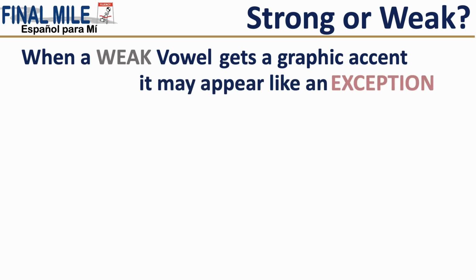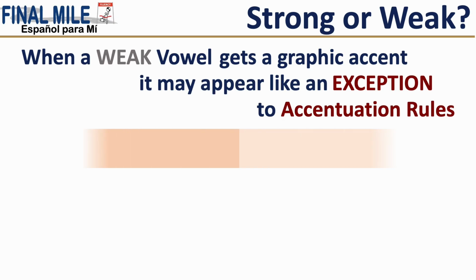So as we saw earlier, when a weak vowel gets a graphic accent, it becomes strong. So it may seem to create an exception to the accentuation rules that we learned earlier, right? You may recall, if the word ends in a vowel or N or S, emphasis falls on syllable number 2. So why would we need an accent here if by default this would be the syllable with emphasis? Well, let's look at what would happen if we didn't have an accent here.